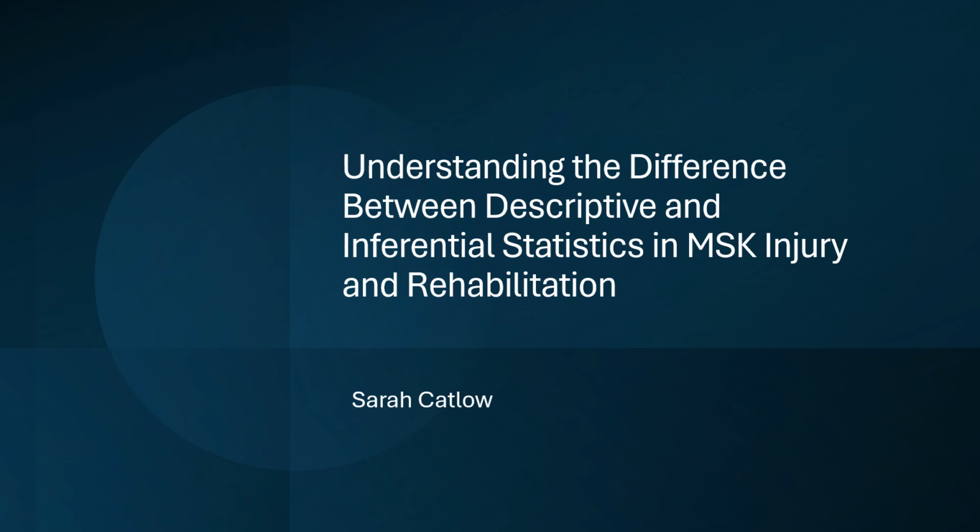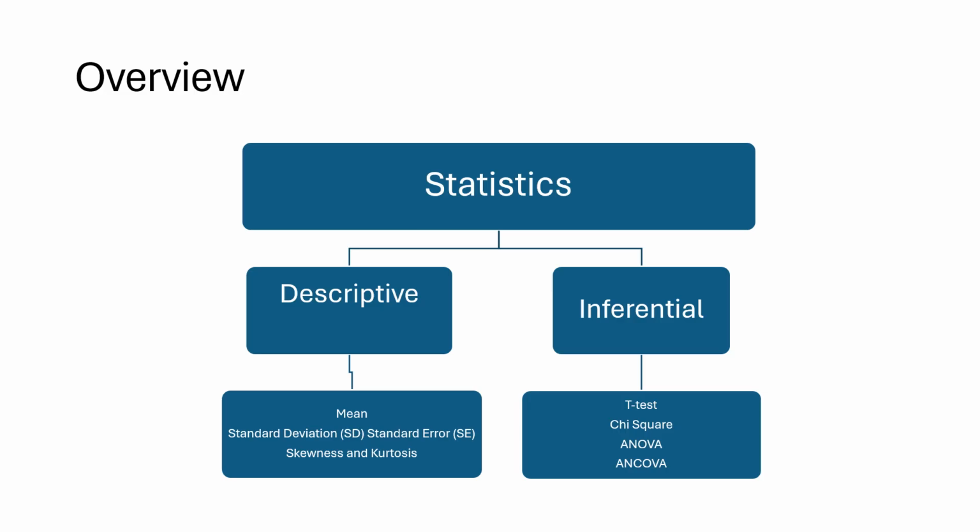This is just a short presentation going through the differences between descriptive and inferential stats in data analysis. So descriptive stats and inferential stats serve different purposes in the field of data analysis, particularly in the context of musculoskeletal injury and rehabilitation. So descriptive stats' purpose is to summarize and describe the main features of a data set.